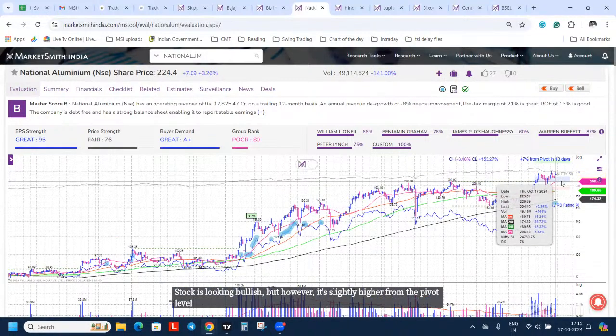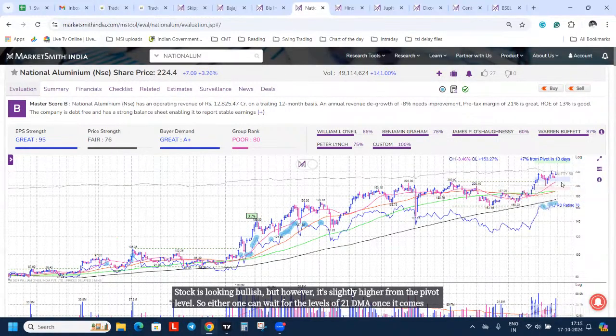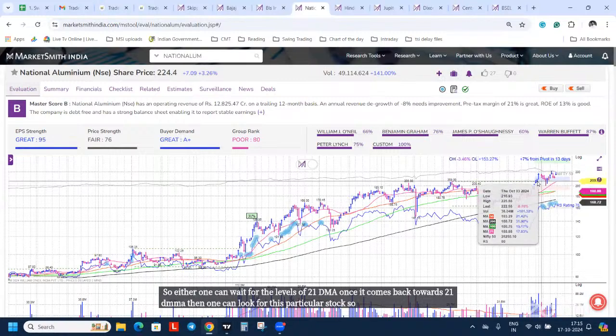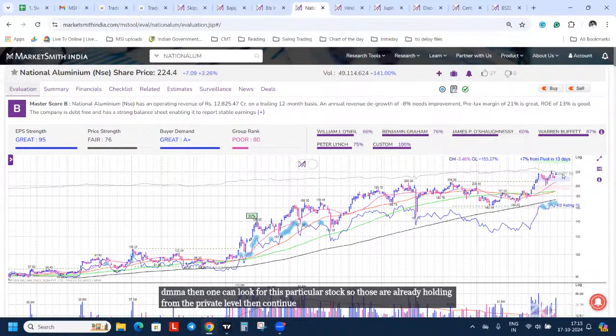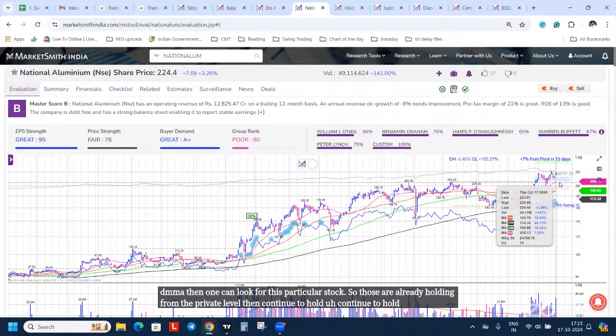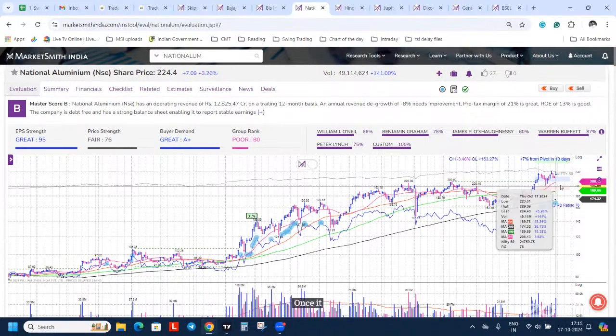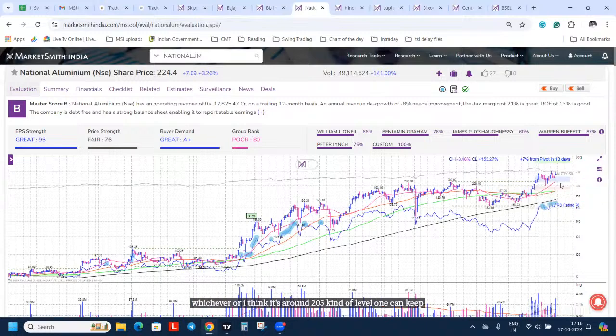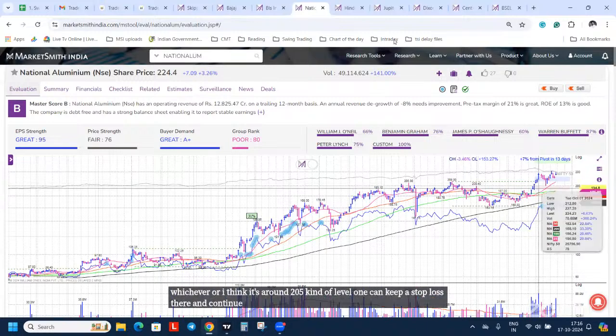So one can wait for the levels of 21 DMA. Once it comes back towards 21 DMA, then one can look at this particular stock. Those who are already holding from the pivot level, continue to hold this stock. Once it breaks down from this 21 DMA or this swing low or breakout level, whichever, I think it's around 205 kind of level, one can keep a stop loss there and continue to trail this particular stock.